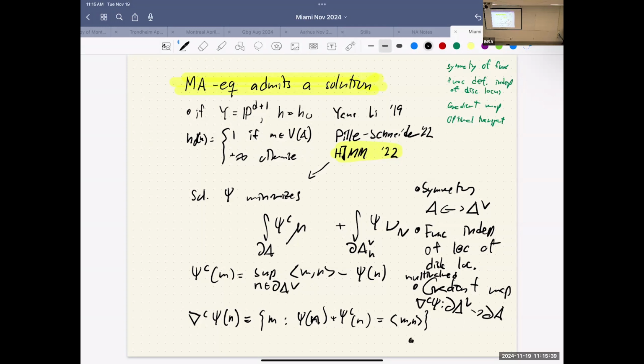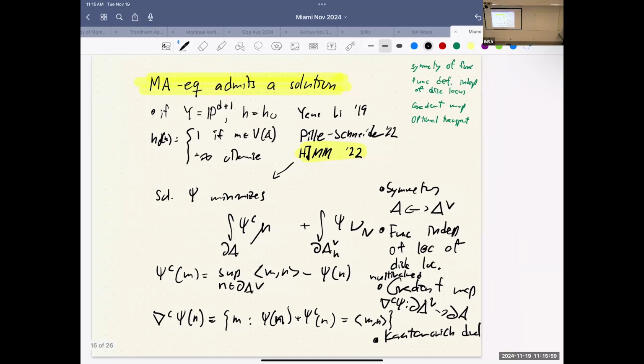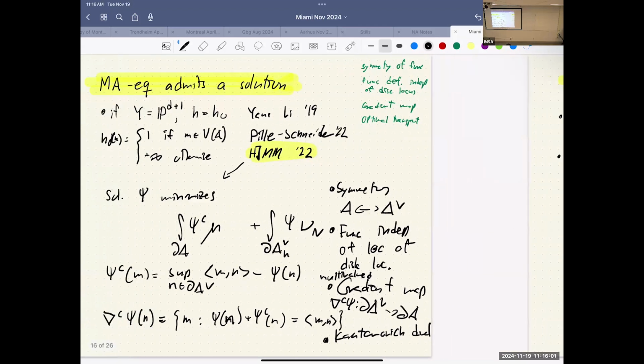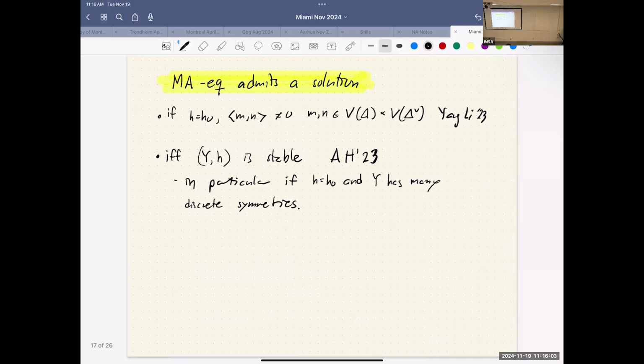And lastly, one nice feature as well is that this is the Kantorovich dual of an optimal transport problem. Sort of makes it possible to study this thing using optimal transport. And I will get back to some of these things later on.